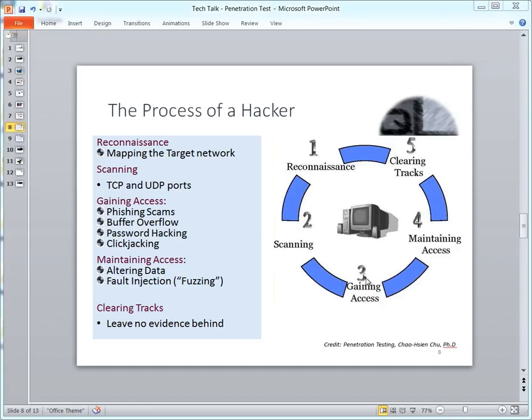Third step is gaining access. So now that you scanned the port, now you found the window, and you enter, you can insert yourself. You basically have your foot in the door. So now you're inside the door. What are you going to do there? Well, there's a lot of things you can do there.